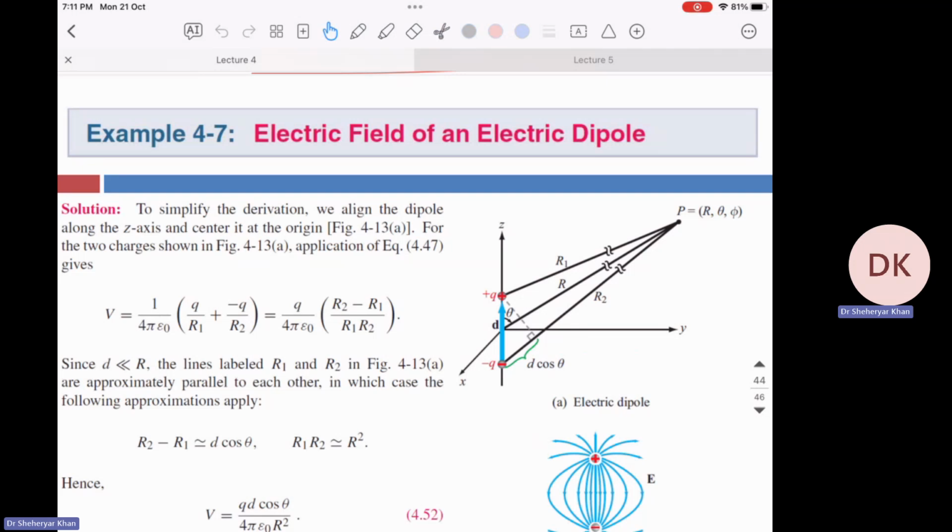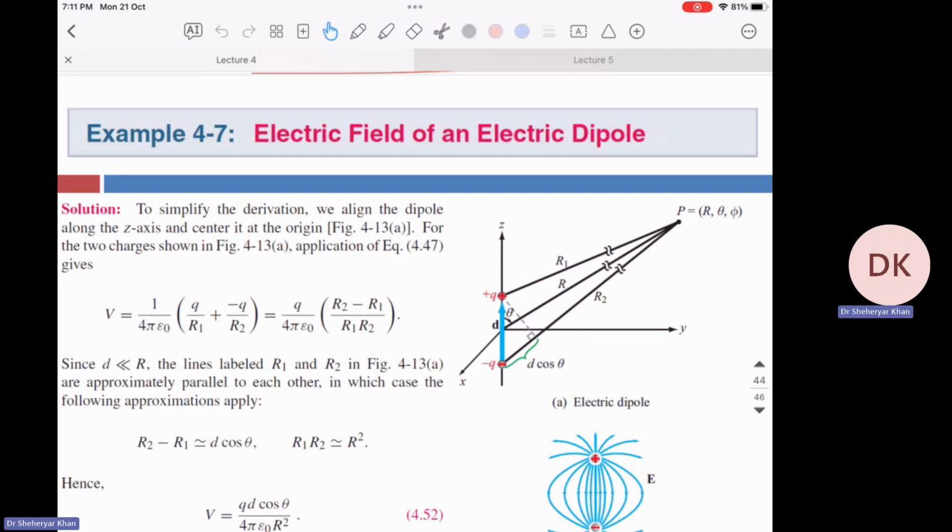I'm not going into more detail, but we can still derive the voltage between these two points. If you have two charges displaced at distance d, we can again use the same formula, 1 over 4 pi epsilon naught, q over r1. So the voltage is v1 minus v2, right? Because the other charge is negative, you use minus q over r2. Now, because these two are separated by a small distance, right?